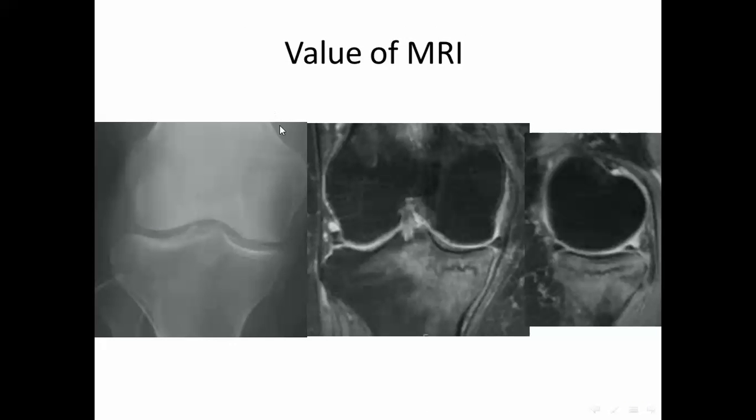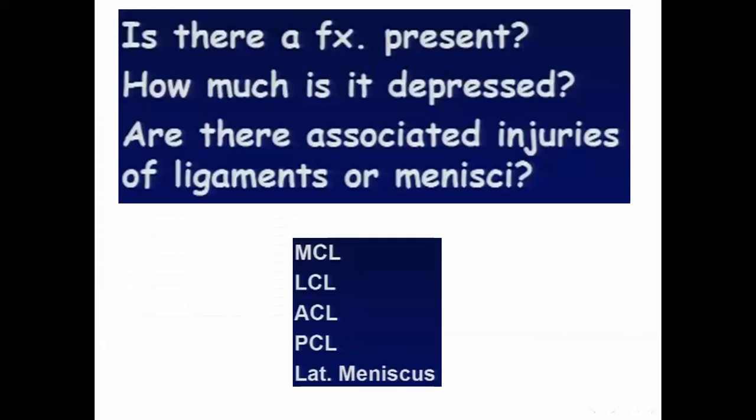The value of MRI is that it will show the bone edema, and will show the suspected fracture line along the tibial plateau, like that one, and this edema is seen as bright T2 signal. So we should search: is there a fracture? How much is it depressed? Are there associated injuries in the soft tissues, ligaments and menisci?